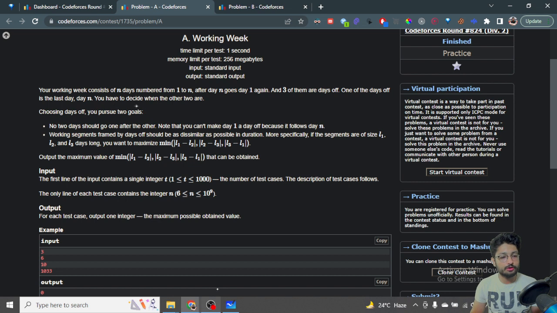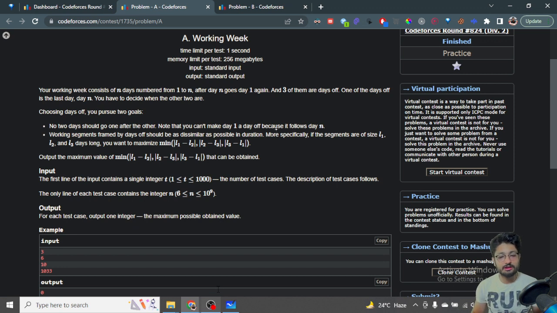Now, while choosing days off, you have to pursue two goals. There are n days, and among those n days you have to choose three leaves or days off. The last day is always a day off, and among the rest you can choose two, under these conditions. No two days off should be consecutive, so you cannot choose two consecutive days off. And the working segments framed by days off should be dissimilar. So you want a dissimilar type of proportion. It should not be happening that you keep doing continuous holidays, like after 2 days or after 5 days each time; they should be dissimilar.